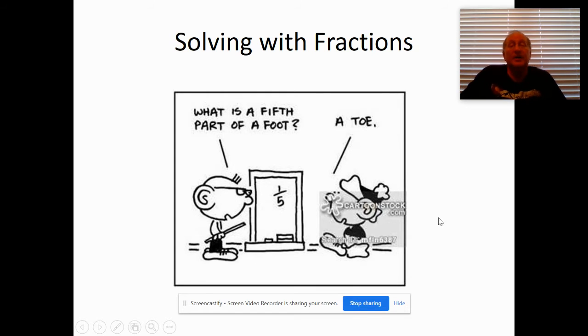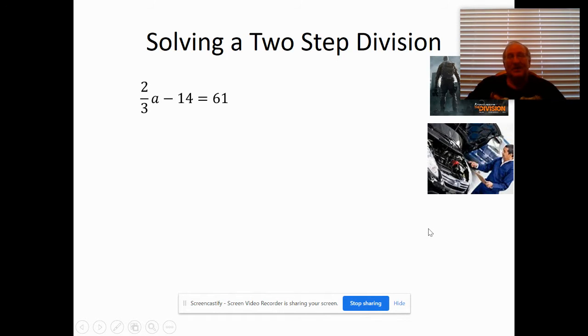Okay, how do we solve with fractions? Well, here's an example. What's a fifth part of a foot? And toe is not the answer. Okay, so here we go. And you have to remember this here.